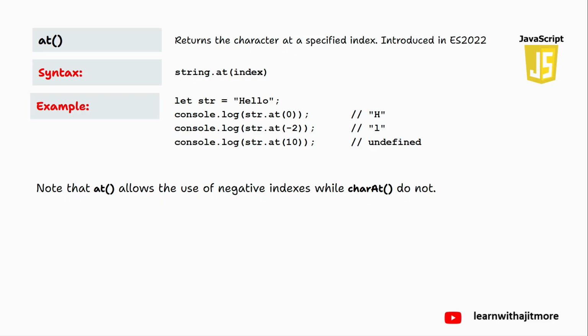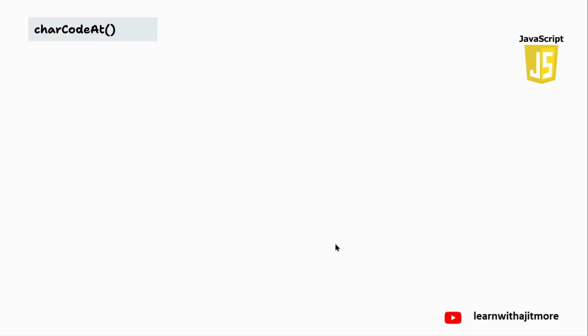ठीक है. तो मेन डिफरेंसेस कभी अगर पूछ भी लिया कि डिफरेंस बिटवीन कैरेट एंड एट, तो ओनली रिमेंबर कैरेट ओनली अलाउज पॉजिटिव इंडेक्स, एट अलाउज नेगेटिव. Caret is from the very first version of JavaScript. At is introduced in ES 2022 version, and at returns undefined if you are accessing beyond the limit. Caret returns empty string if you are accessing beyond the limit.